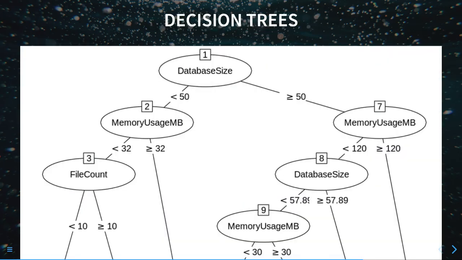For decision trees, a decision tree is really just a bunch of if-else statements. So if database size is less than 50 gigabytes, and memory usage is less than 32 megabytes, and file count is less than 10, then here's our result. So we have these if-else statements, a mechanism by which we can make predictions. Well, a decision tree is fine, but a decision tree is pretty limited in the amount of information that it can reasonably absorb and reflect without failure.